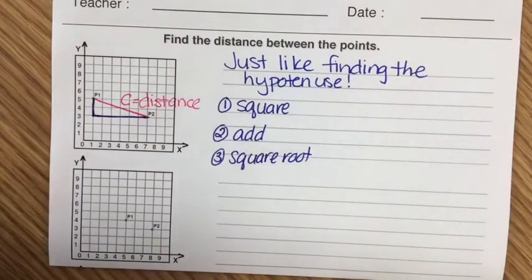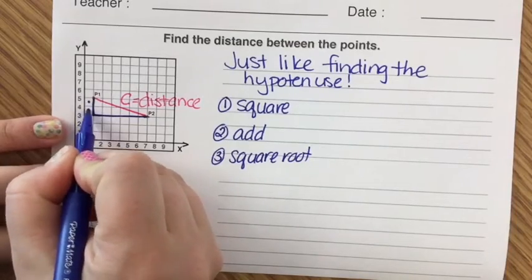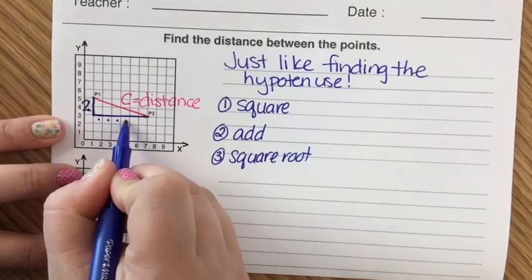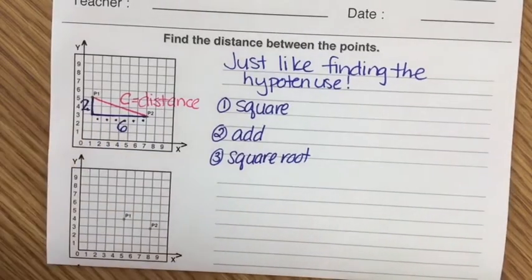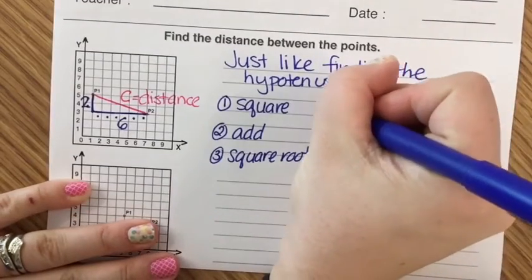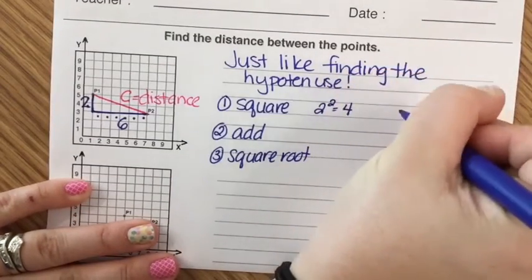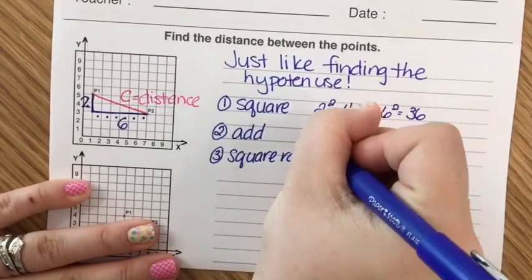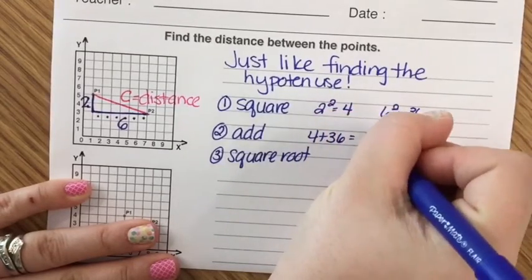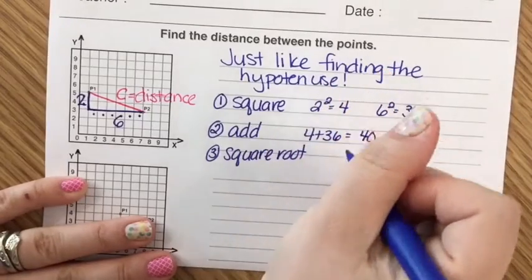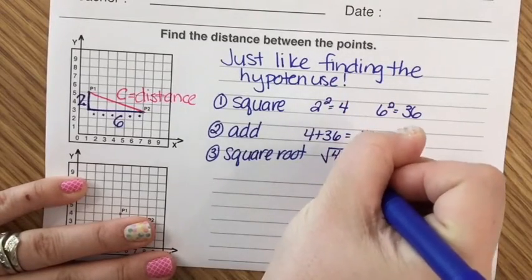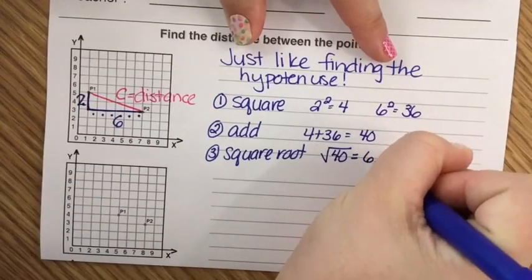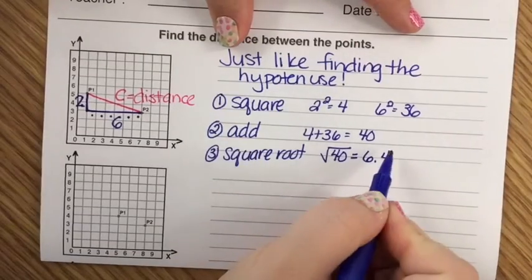Alright, so to find the length of the legs, we're just going to count the blocks. We have 2 blocks here, so that's 2. 1, 2, 3, 4, 5, 6 blocks here, so that's 6. So we're going to square. 2 squared is 4. 6 squared is 36. Add them up. 4 plus 36 is 40. And then we're going to do the square root of 40, which is approximately 6.4, somewhere around there. I don't have my calculator.